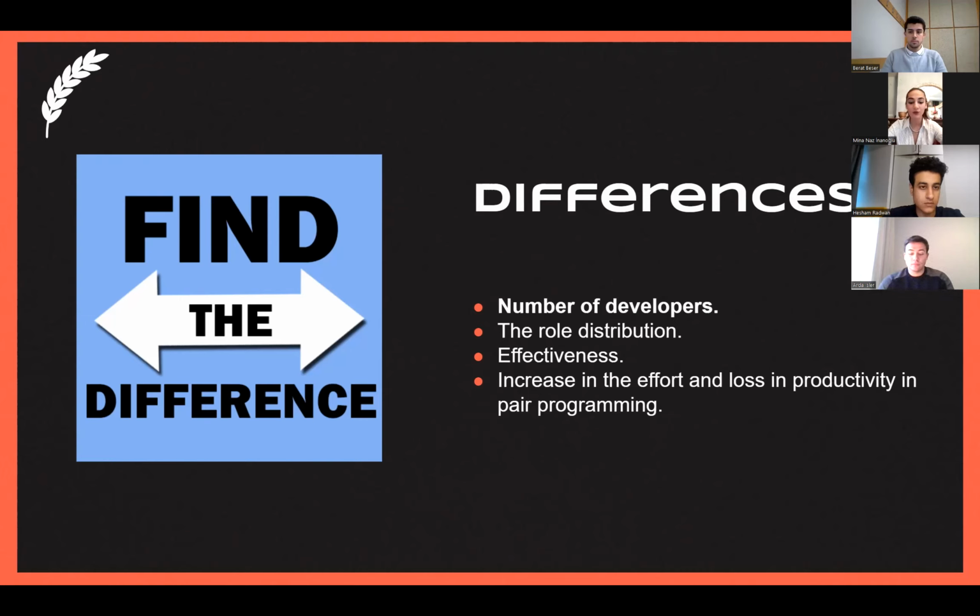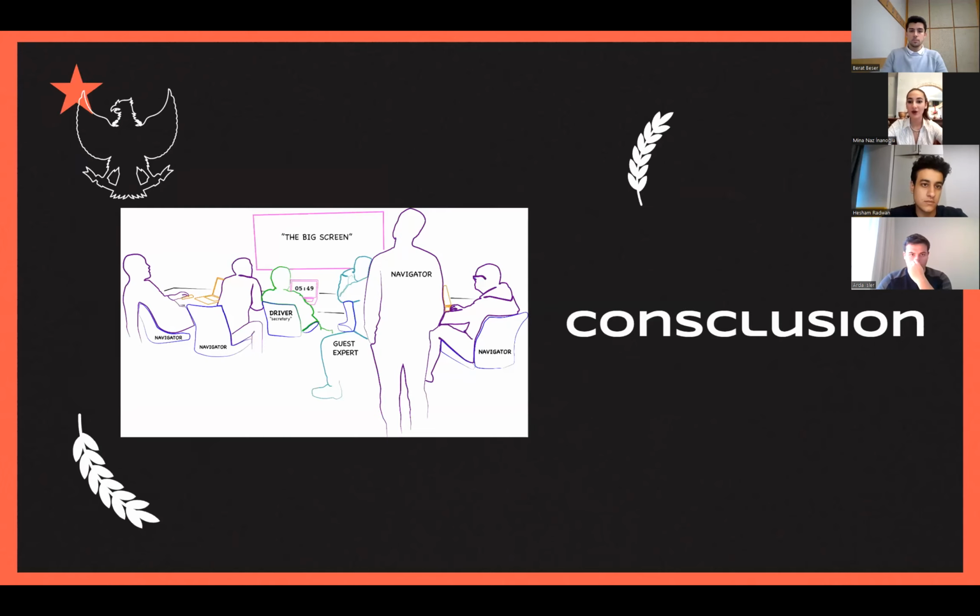And overall, both pair programming and mob programming can be effective methods for improving the quality and the efficiency of software development, but they differ in terms of the number of developers involved and distribution of roles and responsibilities. And now Arda will conclude our presentation.